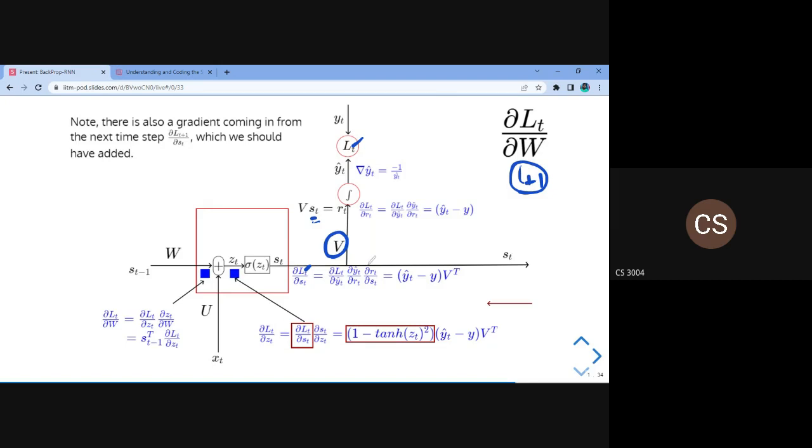So in the next, sorry, I would have another cell here, then I call this s_{t+1}, and that passes through the same V, and then we compute the loss, right? So this s_{t+1} encodes s_t and all the previous time steps, s_{t-1}, s_{t-2}.